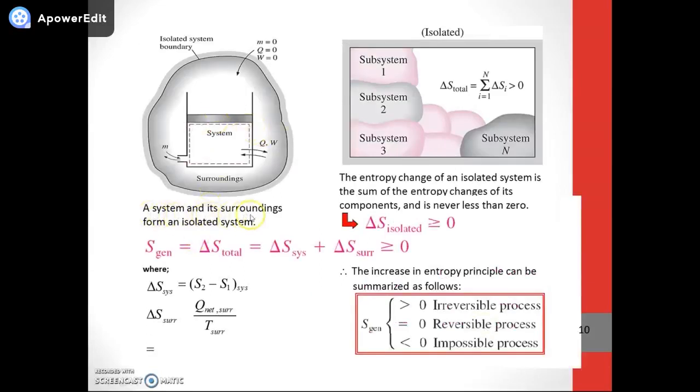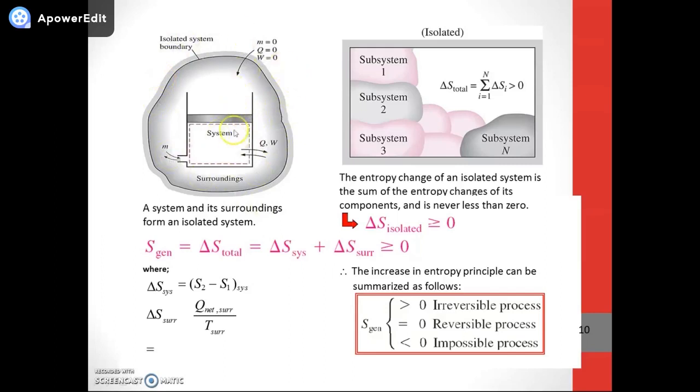So this is a system and its surrounding forming an isolated system. We have a system and we have the surrounding, but then we have isolated for that system with its own surrounding. So this is the isolated system boundary. Your system includes the system and the surrounding for that system. And then we have a boundary, the isolated system boundary.